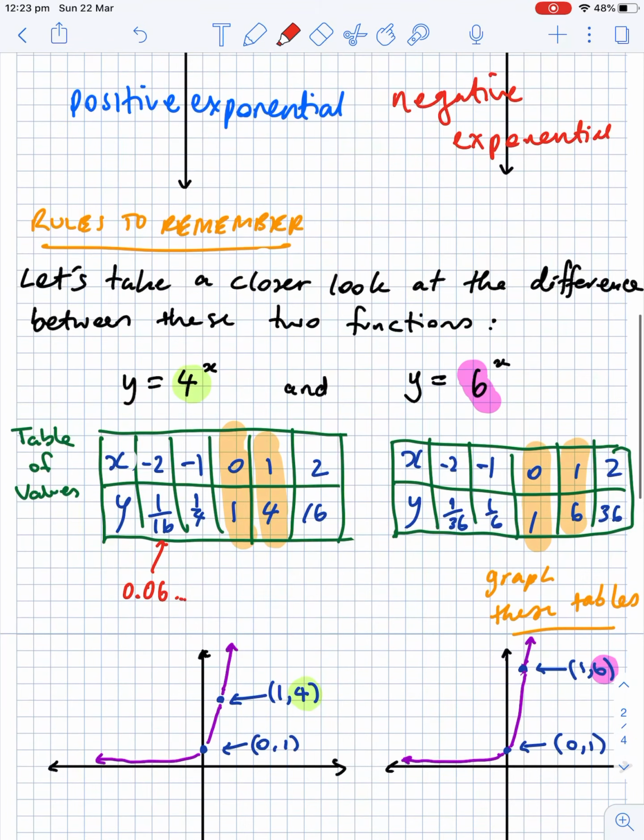Okay, another thing I need you guys to be aware of is that here we've got two different functions, two different exponential functions. They're both positive versions, so they're both going to be going up to the right, as you can see down here.